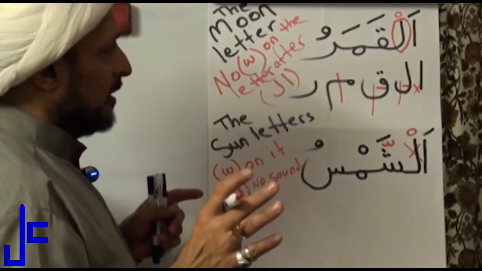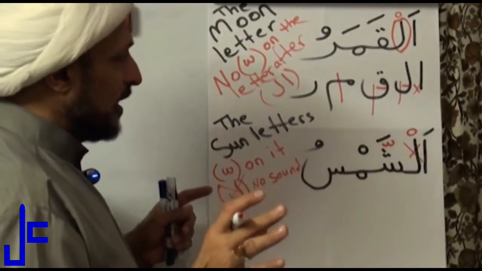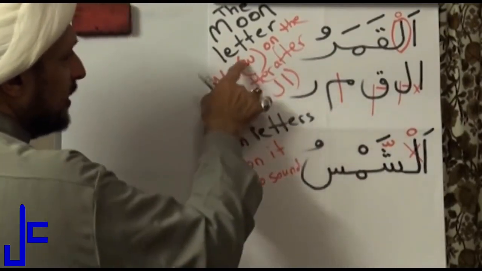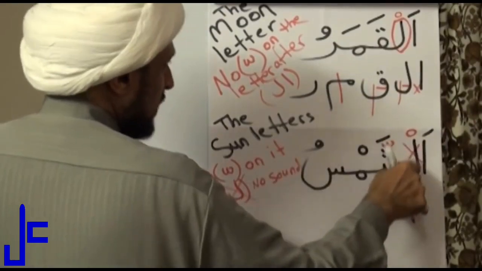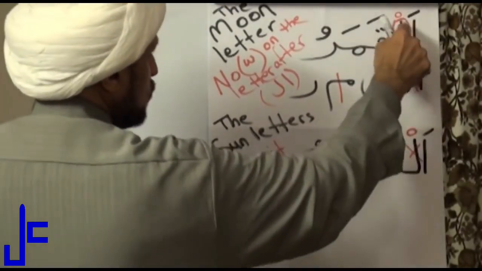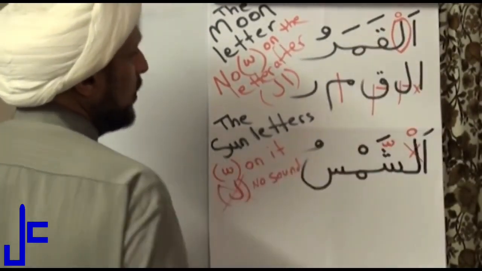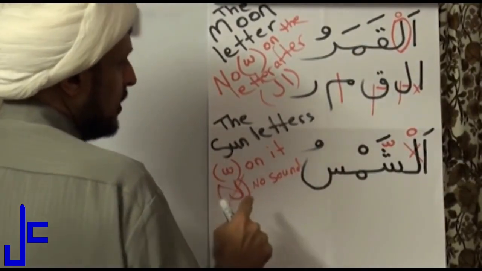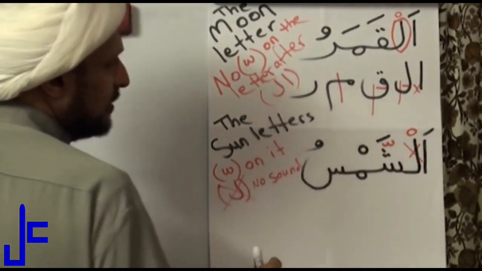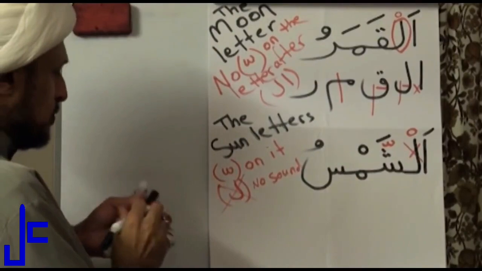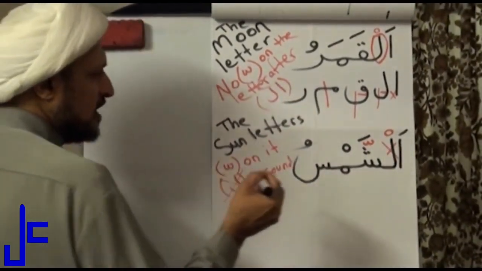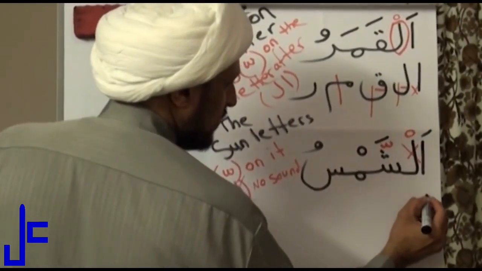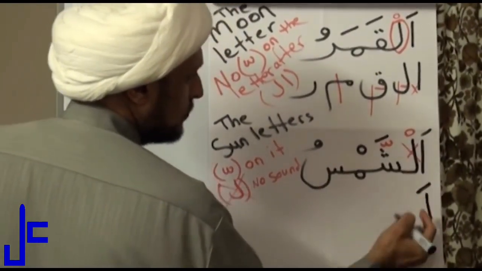So you can find out which are the sun letters and which are the moon letters. I'm not going to make your life miserable. You don't have to memorize that. You look at the shadda. If there is a shadda after alif and lam, that's a sun letter. If there's no shadda after alif and lam, that's a moon letter. So this is a sun letter. So remember, ash-shamsu, how do you say ash-shamsu? As if there's a hidden sheen with a sukoon underneath. This is how you pronounce it.